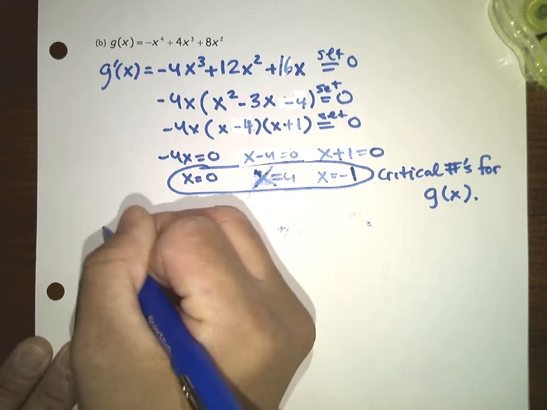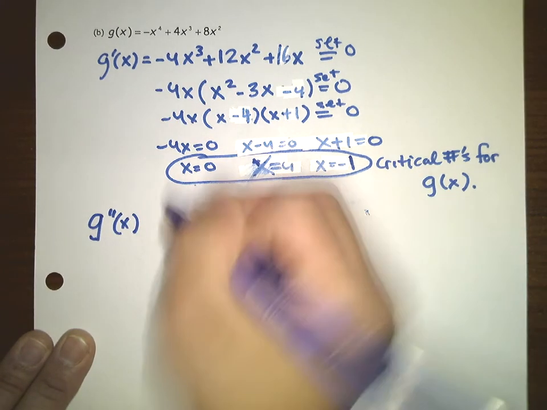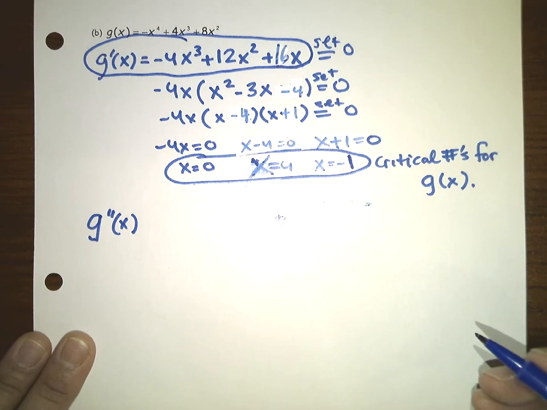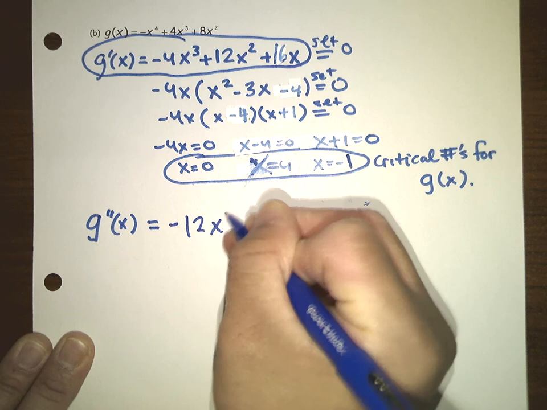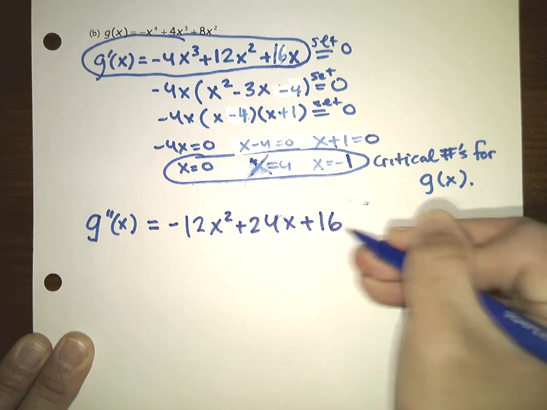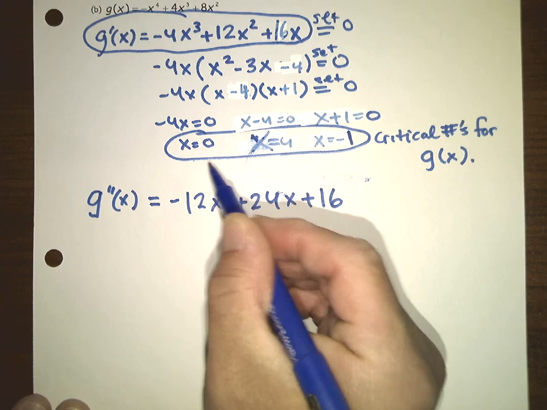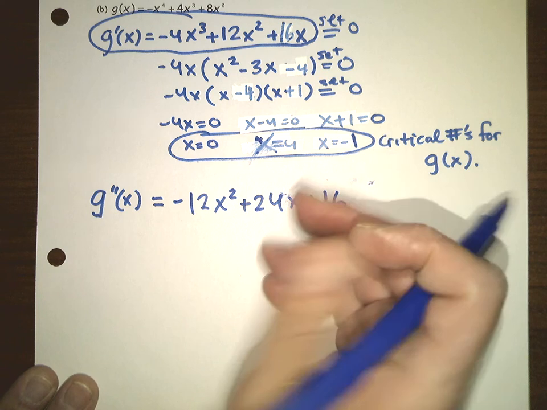All right, so now we need the second derivative. The first derivative is right here. I'll try to circle it so that I don't multiply incorrectly again this time. So now we have negative 12x squared plus 24x plus 16. And then, we don't need to set this equal to 0 because we don't actually need to find the inflection points. We just need to figure out which of these are relative maximums, which are relative minimums, or which are neither.